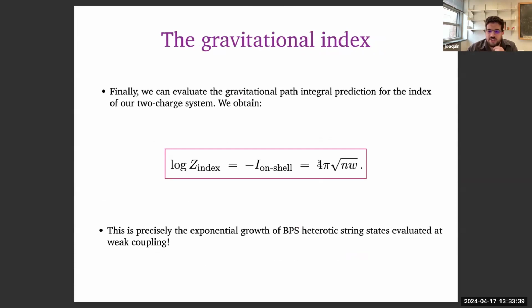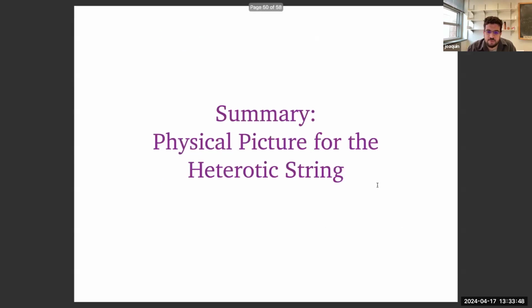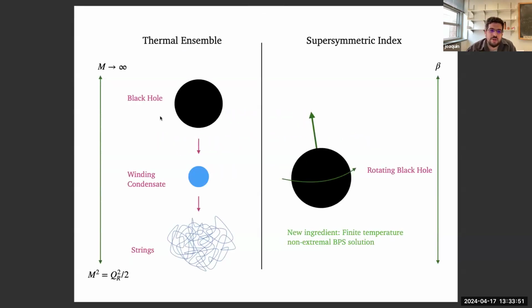Okay, we can also evaluate the on-shell action and reproduce the 4 pi square root NW computed by Dabholkar and Harvey using the worldsheet string theory. So the summary of the physical picture is the following. If you're computing the thermal ensemble, you do get the transition to the winding condensate and the gas of strings. We believe that the solution of Chen, Maldacena, and Witten is correct in the thermal ensemble. And the solution of Sen and Dabholkar applies to the calculation of the supersymmetric index. Although it doesn't work exactly the way they did it, you are forced to turn on a temperature and find these rotating non-extremal BPS solutions that we constructed in this paper that I told you about a little bit.